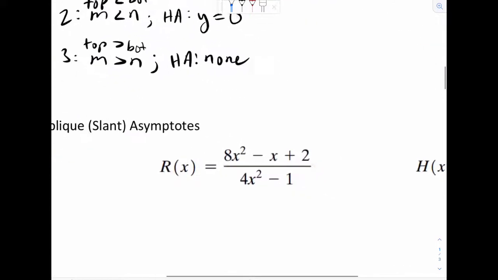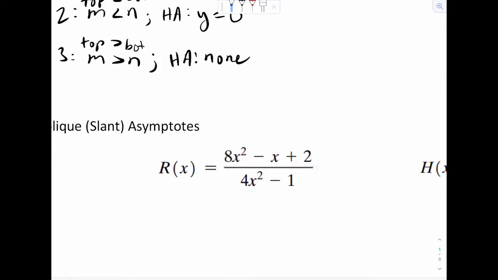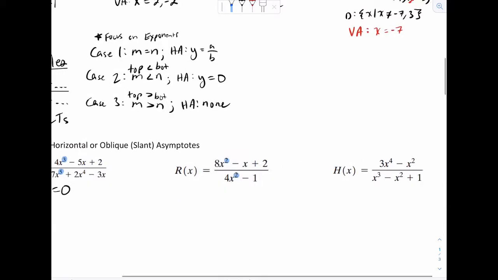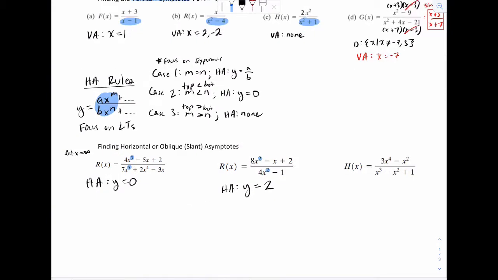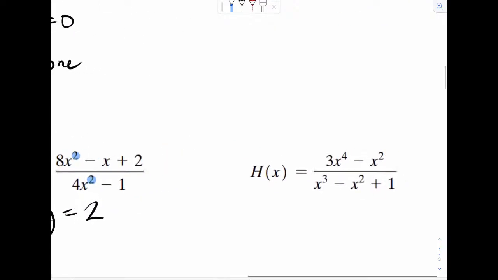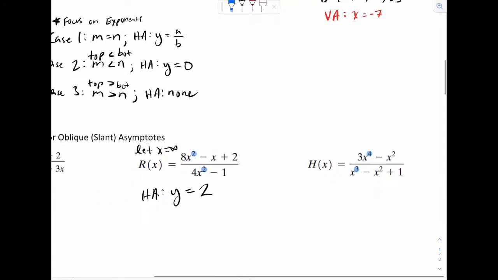Now let's go to the next one. Right here, I can see that the powers are equal. So in that instance, what's going to happen is you just take the coefficients, 8 over 4, so HA is y equals 2. And again, what's happening is we're saying, let x equal infinity, and because the powers are equal, everything will basically cancel out, and you're left with your 2. And for this one, this is case 3. I can see the top is bigger, and I look at the exponents here, which means for HA, there is none.